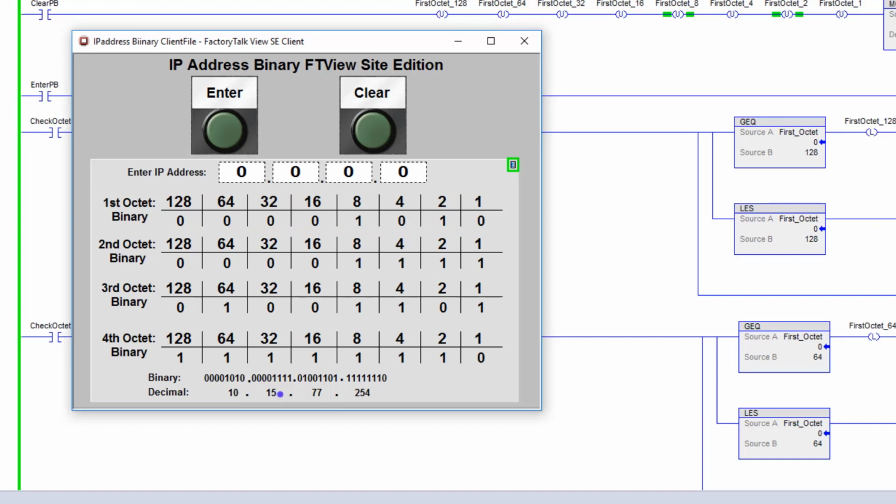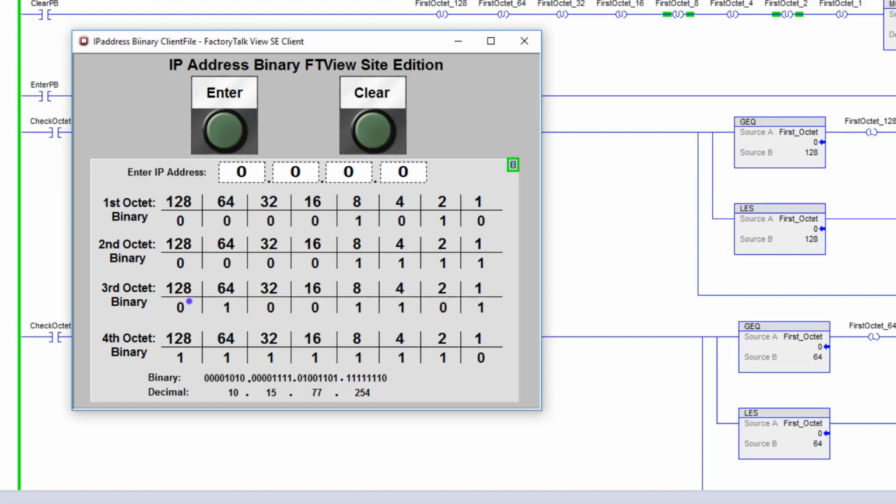The second one we had is 15. Now, we can obviously tell that's not 128, 64, 32, 16, and now it is equal to or greater than 8, so that's going to be a 1. Equal to or greater than 4 for the remainder, yes it is. Equal to or greater than 2 for the remainder, yes it is. And 1, it is as well. So the binary for 15 is going to be 0, 0, 0, 0, 1, 1, 1, 1.